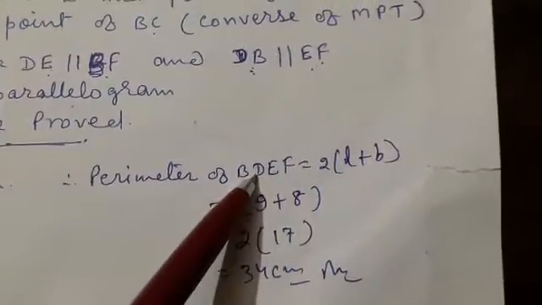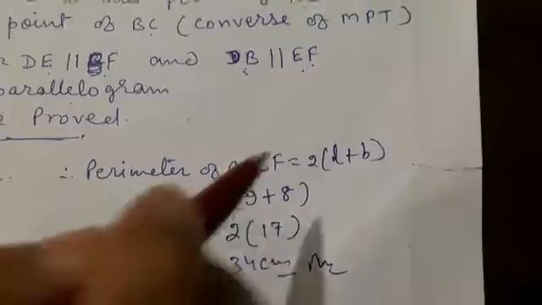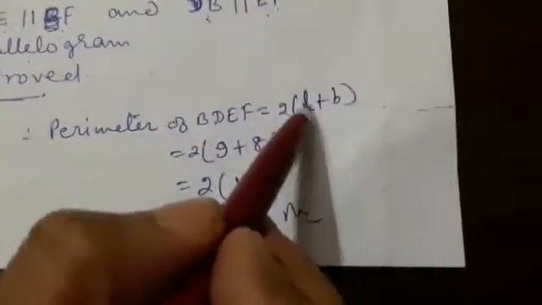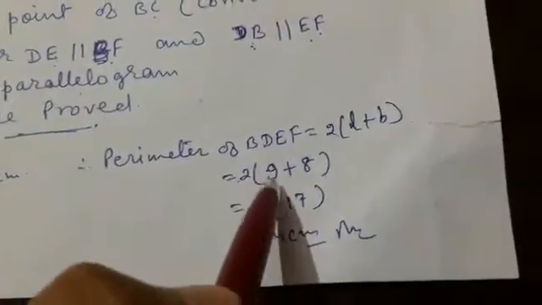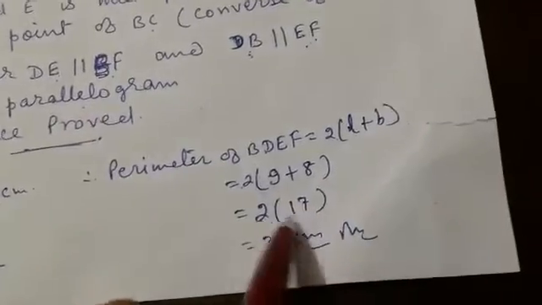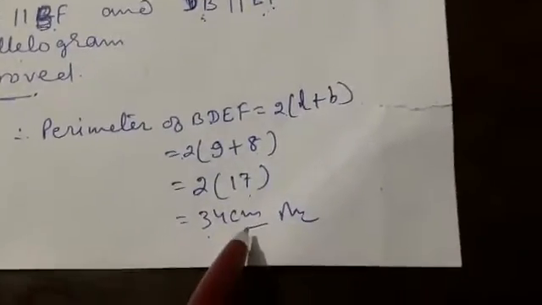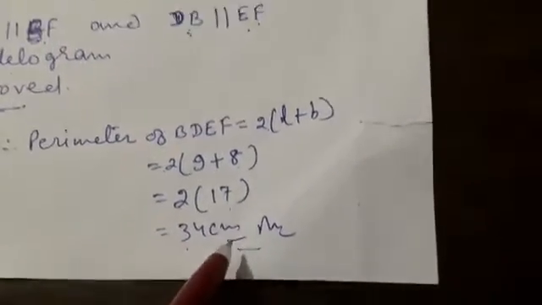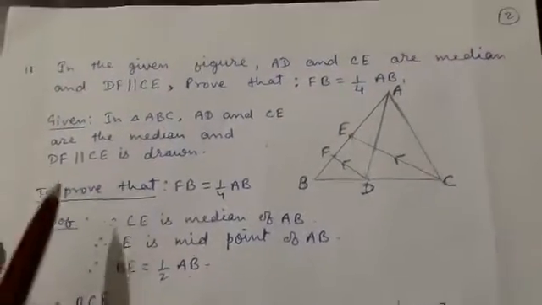So the perimeter of BDEF, since BDEF is a parallelogram, is 2 into length plus breadth. Therefore 2 into 9 plus 8, so 2 into 17, 34 centimeter will be our answer. Now we'll see question number 11.